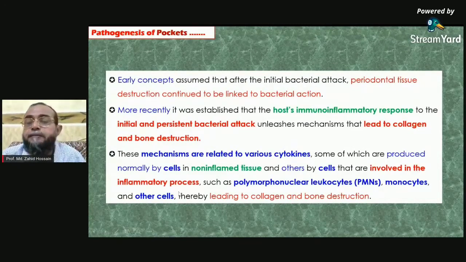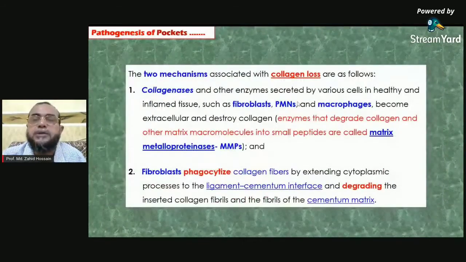And you see here mainly polymorphonuclear neutrophils, you call PMN, polymorphonuclear leukocytes, or neutrophils, monocytes, and other cells. Actually these cells are in our body, in the blood. So these cells come to fight with the bacteria, and these cells produce such enzymes, toxins, and other molecules that can destroy our tissue. Two mechanisms associated with collagen loss.